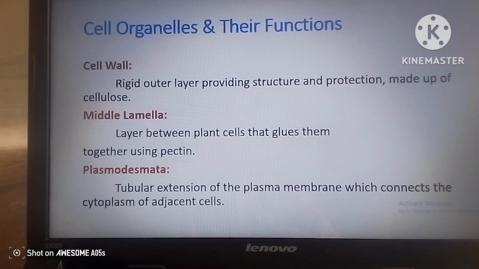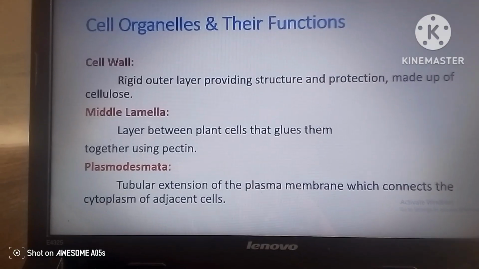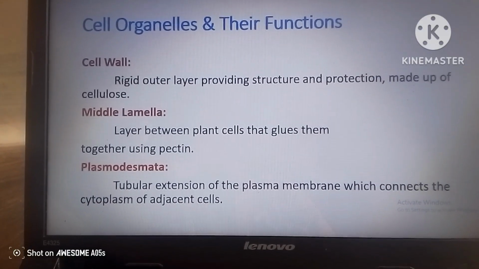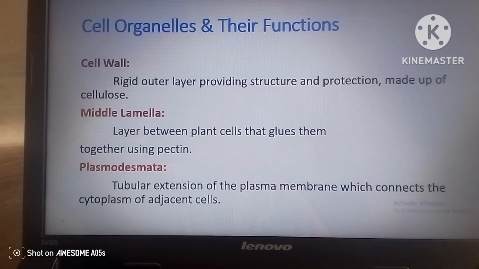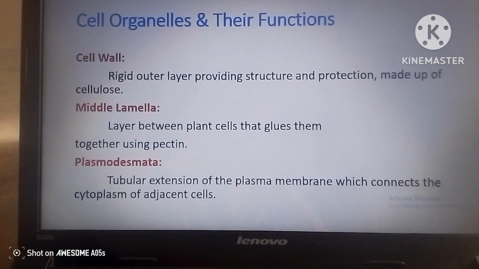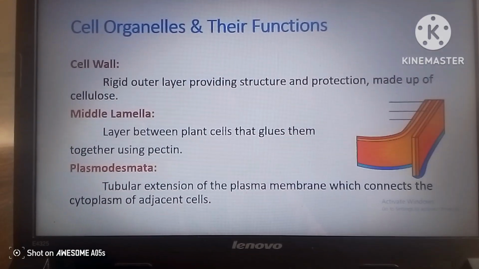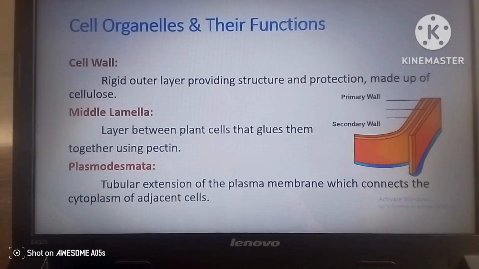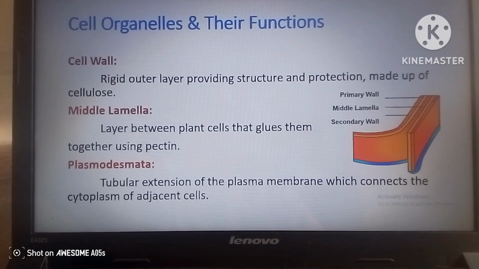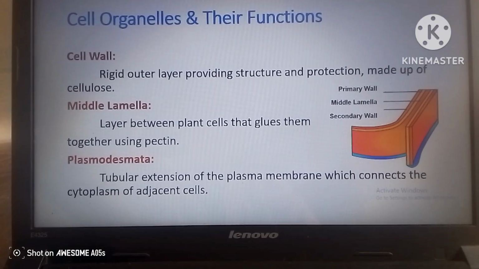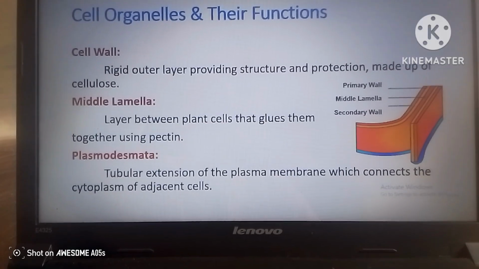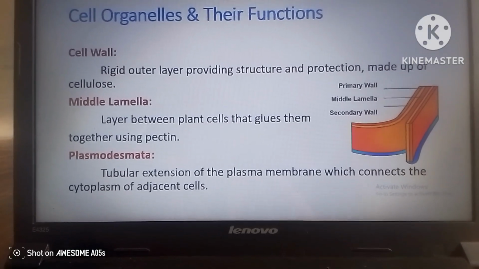Cell wall. It is a non-living outer layer, providing structure and protection, and it is made up of cellulose. Middle lamella. It is the layer between plant cells that glues them together using pectin. Plasmodesmata. It is the tubular extension of the plasma membrane which connects the cytoplasm of adjacent cells.